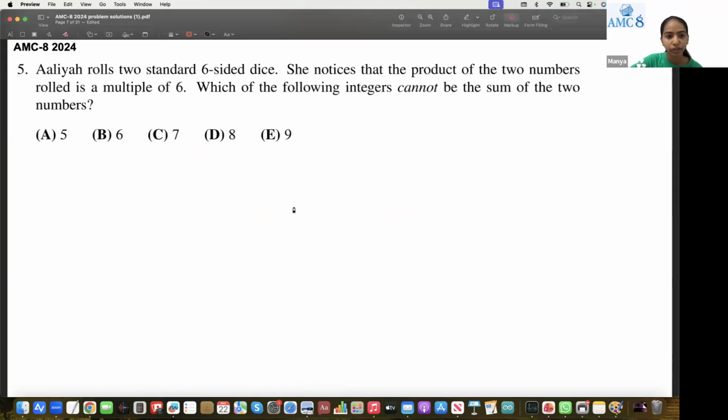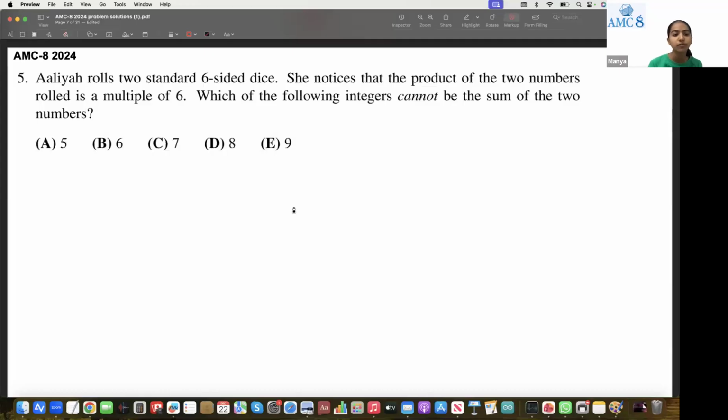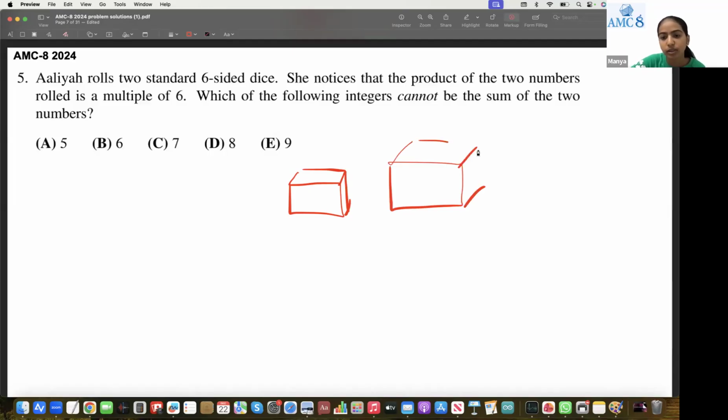Problem number 5. Alia rolls two standard six-sided dice and she notices the product of the two numbers rolled is a multiple of 6. So she has two dice here and the number that she rolled is a multiple of 6. So which of the following integers cannot be the sum of the two numbers? And these are the answer choices which they mean by the following integers.